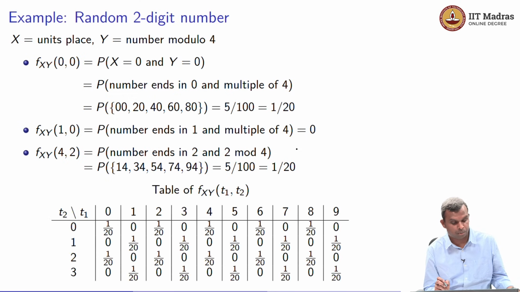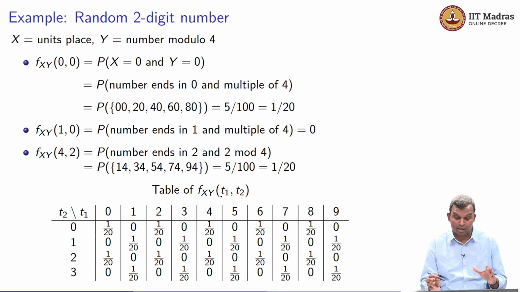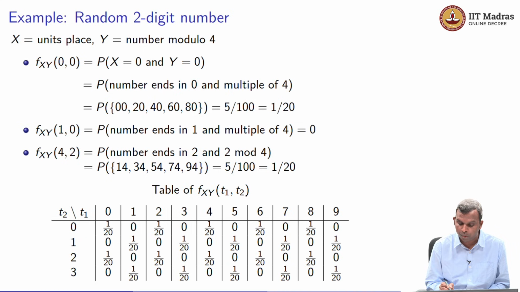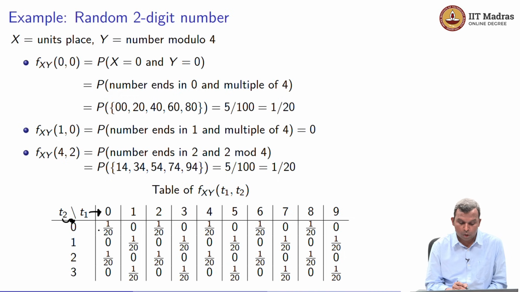So you can check out all the possibilities, and if you write down fxy of t1 comma t2, notice how this is more general than the previous picture, pay attention to this. You want to make a table of fxy of t1 comma t2. You put the values of t1 along the first row, and put the values of t2 along the column, 0, 1, 2, 3, 4 all the way to 9. And 0 comma 0 is 1 by 20, 1 comma 0 is 0, 2 comma 0 is again 1 by 20, 3 comma 0 is 0, and so on. So notice how this 1 by 20 and 0 alternate.